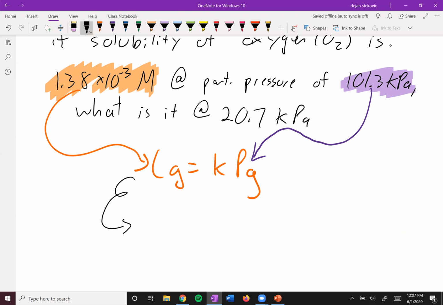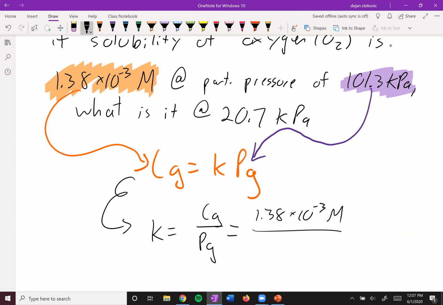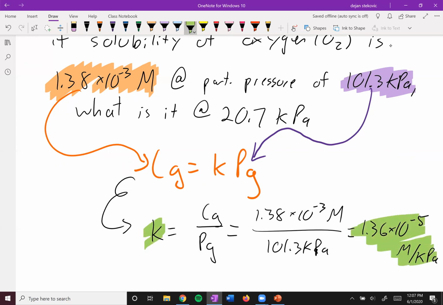We can reorganize this equation: divide both sides by Pg to isolate K. So K will equal Cg over Pg. The Cg is 1.38 times 10 to the negative third molar, and the Pg is 101.3 kilopascals. Plug that into your calculator, and you get 1.36 times 10 to the negative 5 molar per kilopascal. So that's now your value of K.